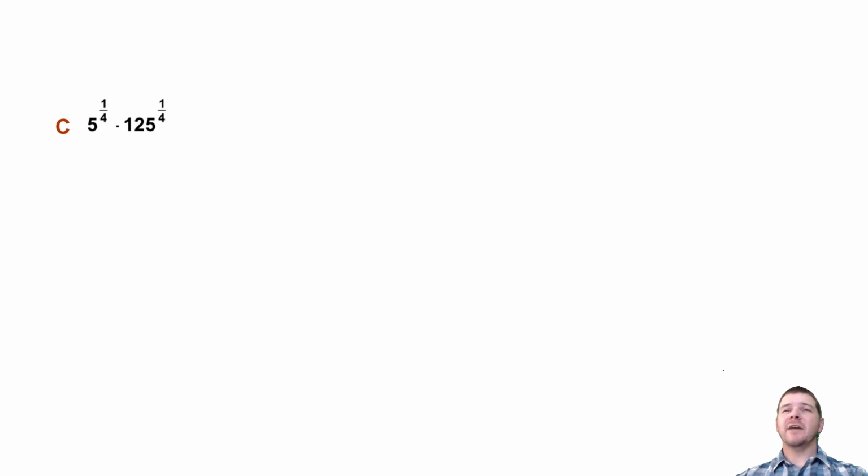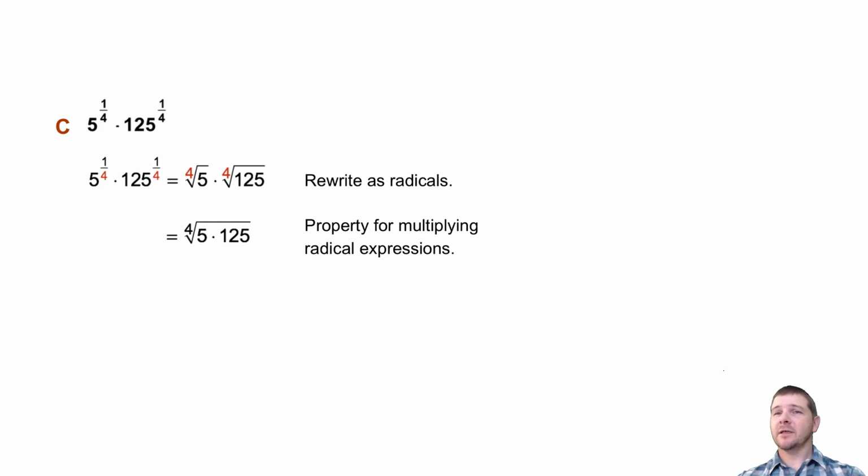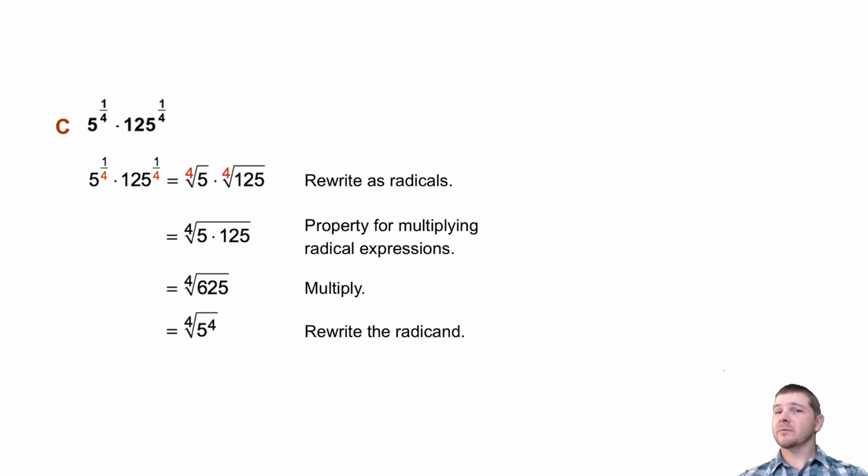Part C. 5 to the 1/4 power plus 125 to the 1/4 power. Well, converting to radical form, this becomes the fourth root of 5 times the fourth root of 125, and that's the fourth root of 5 times 125, or the fourth root of 625. Now 625 can be rewritten as 5 to the 4th power, so this is the fourth root of 5 to the 4th power, or just plain 5.